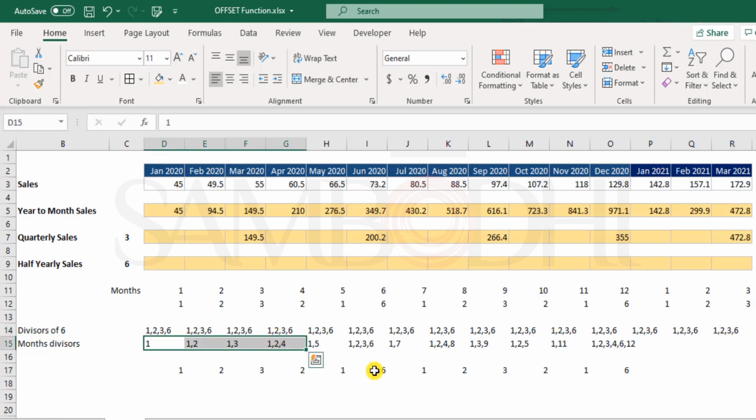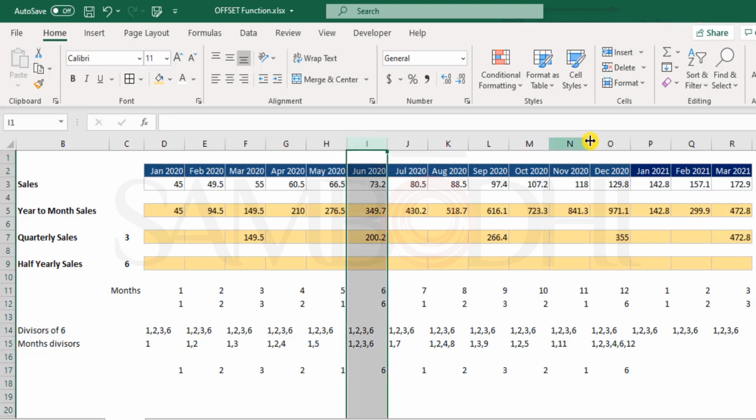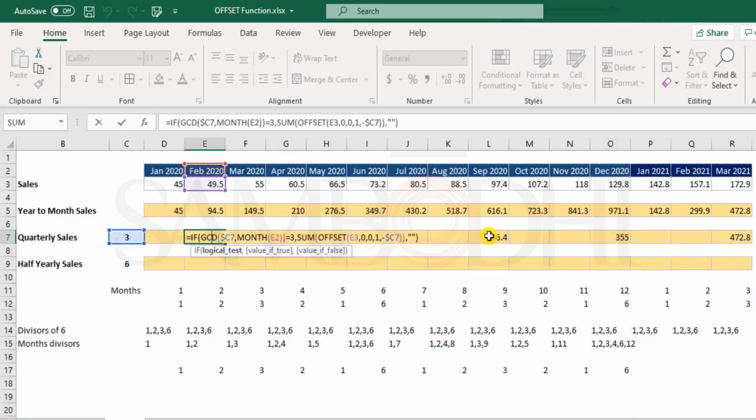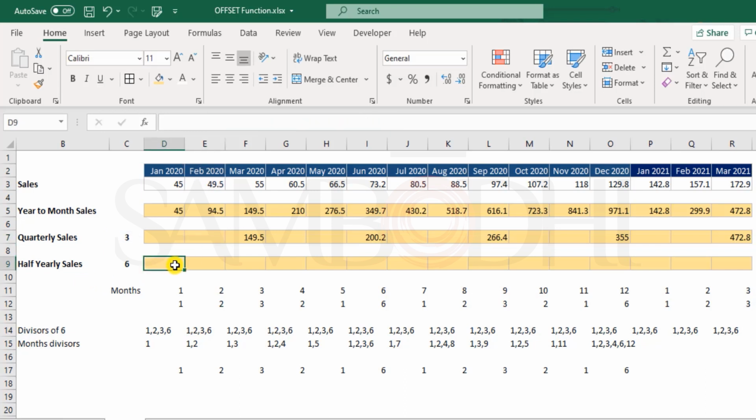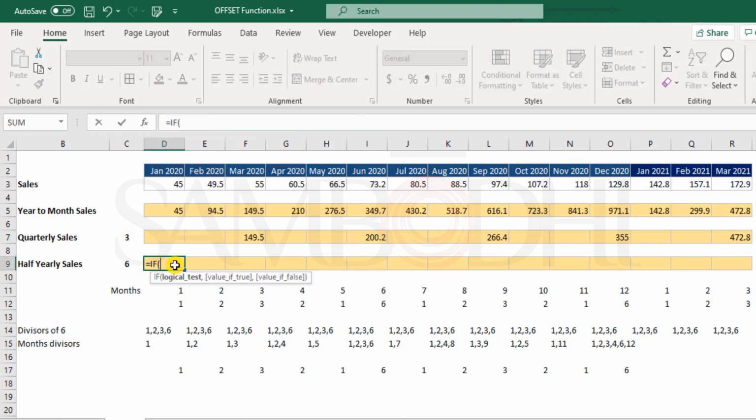Now for Jan and Feb, it's again the same story here, so we don't need to worry. So 6 and 6. That is the time. That's for June and December. That's the time when it's half year. So we need to apply the same logic that we have applied here and try it out. So we have if the GCD of this, and lock the column, and current month number.